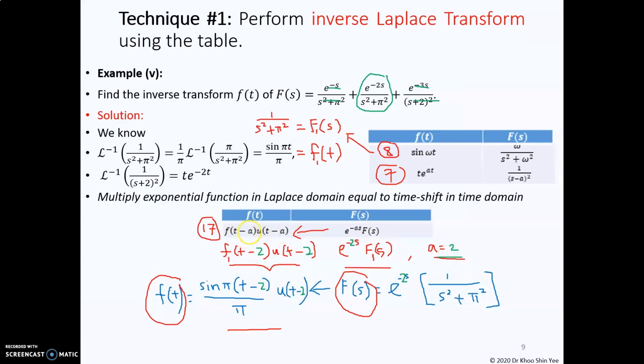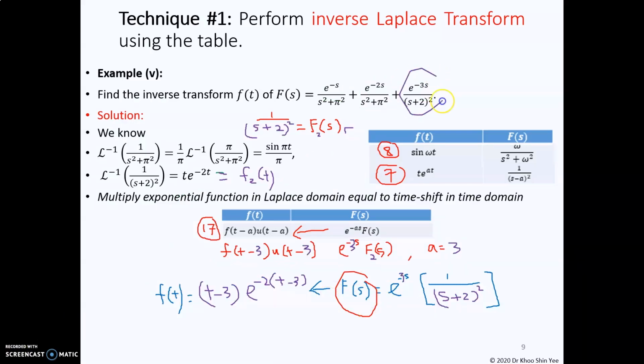So substitute inside this formula, you get t-2 to be your time shift. So if you want to find the f(t-2), same thing, substitute t-2 on the left hand side. So you get sin(π(t-2)). So substitute this inside this formula, you're able to obtain this answer. So this is the answer for the second term.